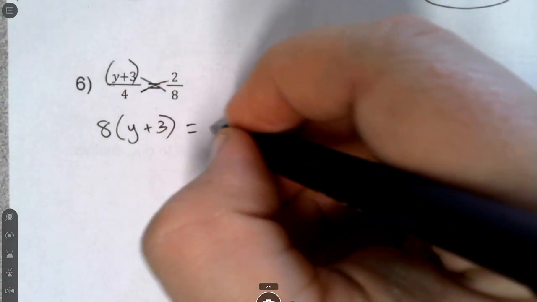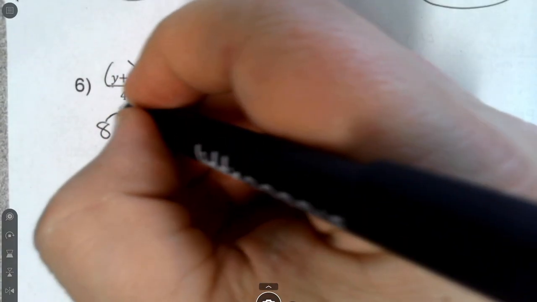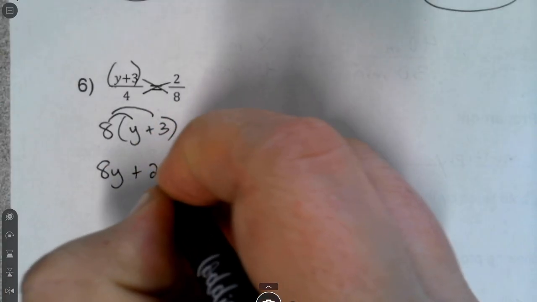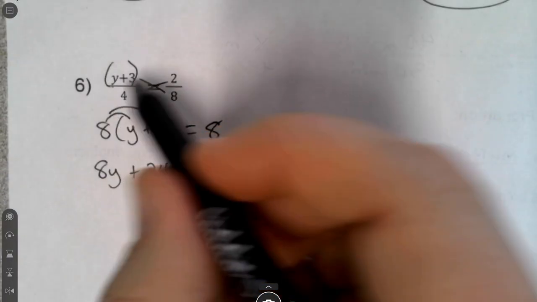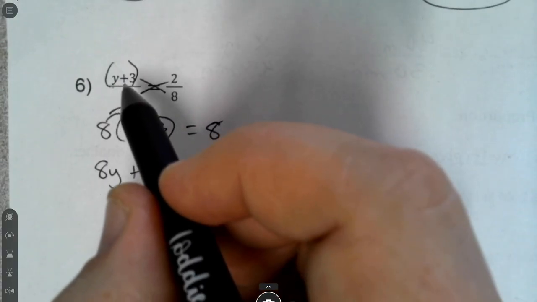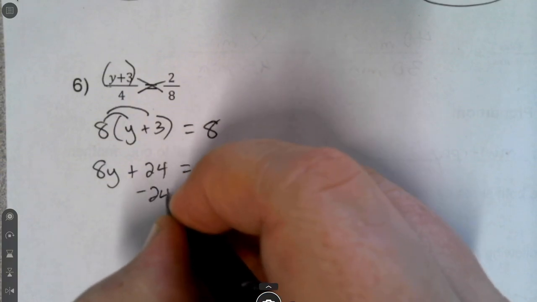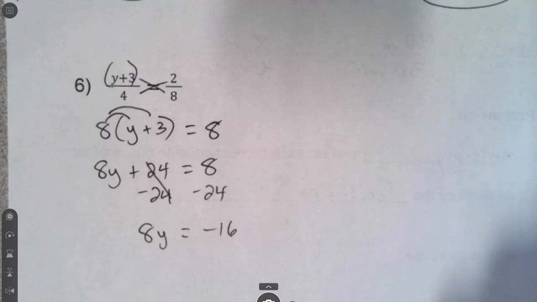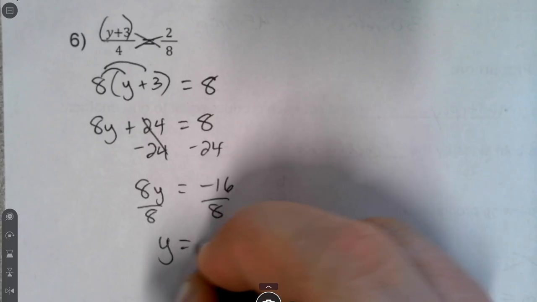2 times 4 is 8. So to do this correctly, you have to distribute the 8. You can't just have 8y plus 3. You have to have 8y plus 24. So when there's a y plus 3 or there's a plus or a minus with the variable, you got to make sure you distribute whatever's being multiplied. So now I'll subtract 24 from both sides, get 8y equals negative 16. Then divide both sides by 8 and get y equals negative 2.